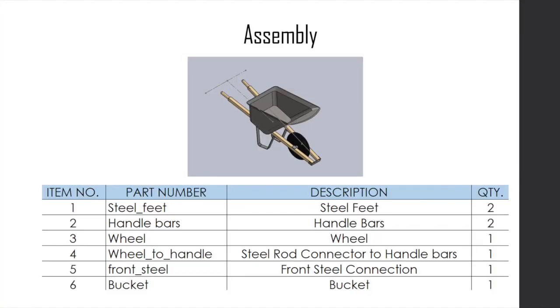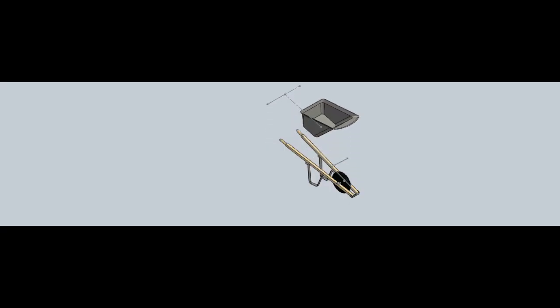Our assembly consists of 2 steel feet, 2 handlebars, 1 wheel, 1 steel rod collector to hold the handlebars, a front steel connection, and a bucket. This is the exploded view of the assembly.